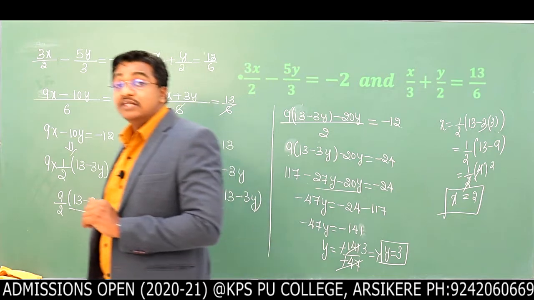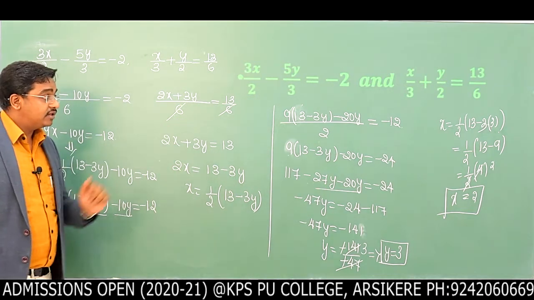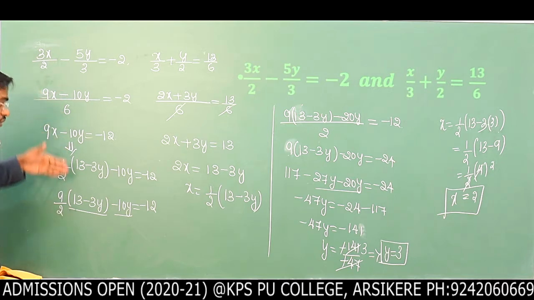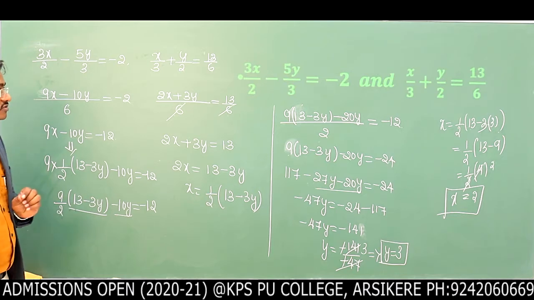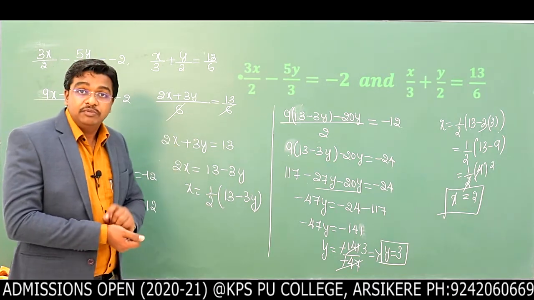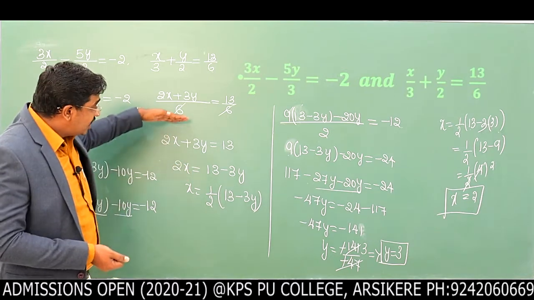This is the method by substitution. Okay, so this is the method. Just observe here: when you get fraction terms, it takes more time to solve this kind of problem. Next we are moving to the next method, the elimination method. That method will help to reduce the time.